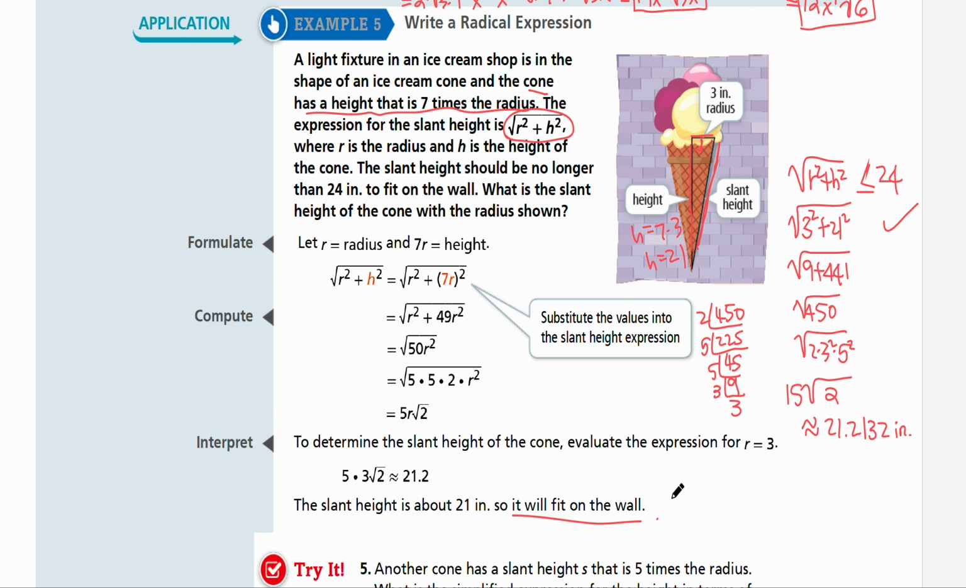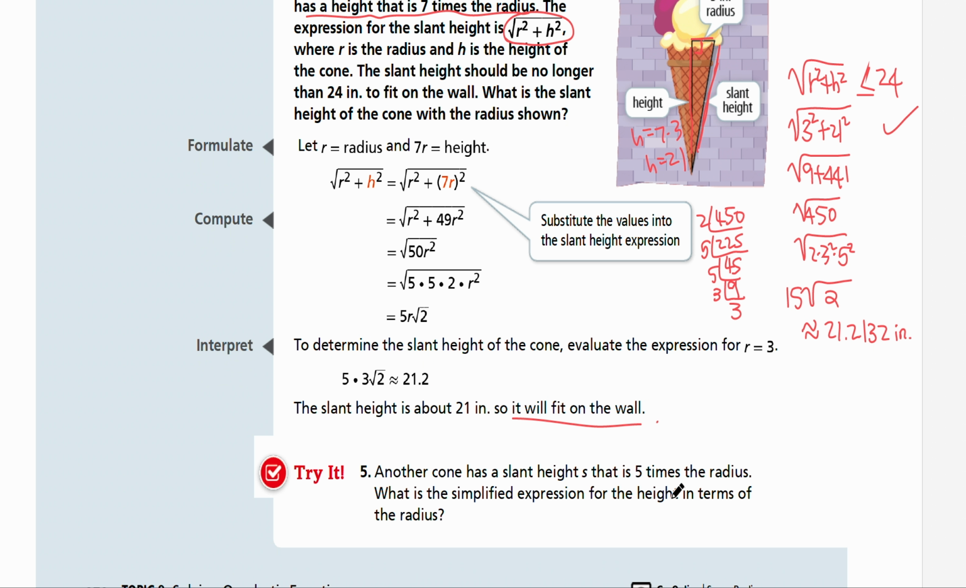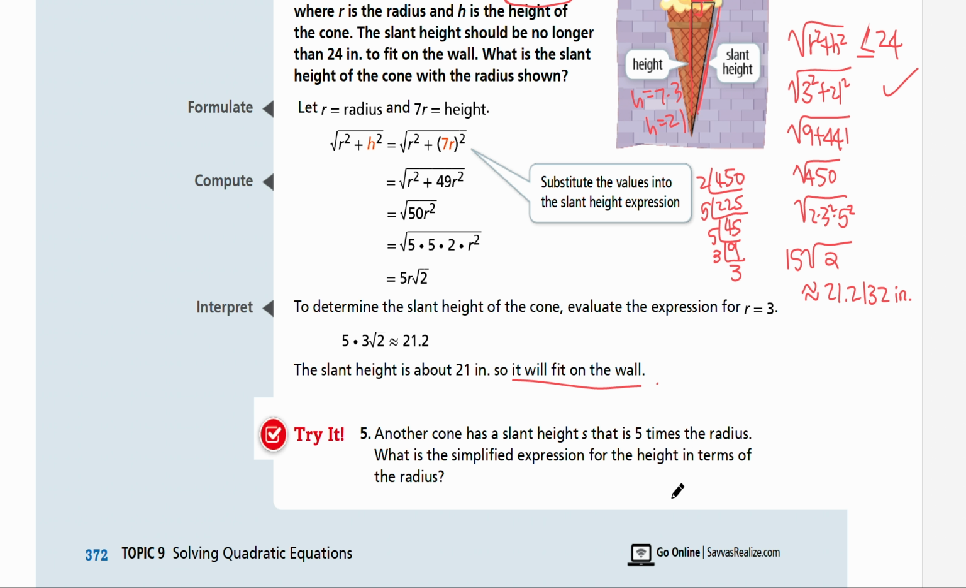Okay, good. So let's look at try it number 5. Another cone has a slant height s that is 5 times the radius. What is the simplified expression for the height in terms of the radius? So see if you can understand what the problem is saying. Pause the video, solve it, come back when you're ready for answers.